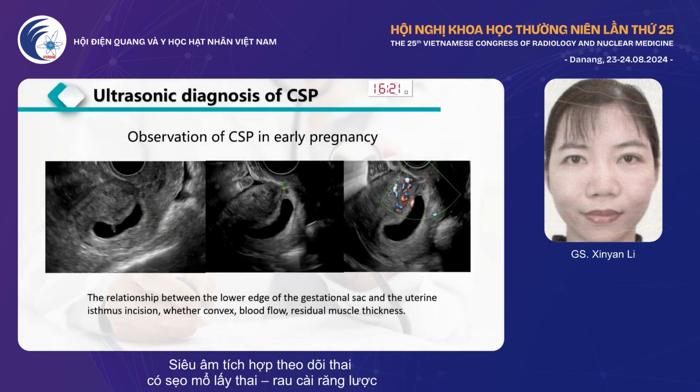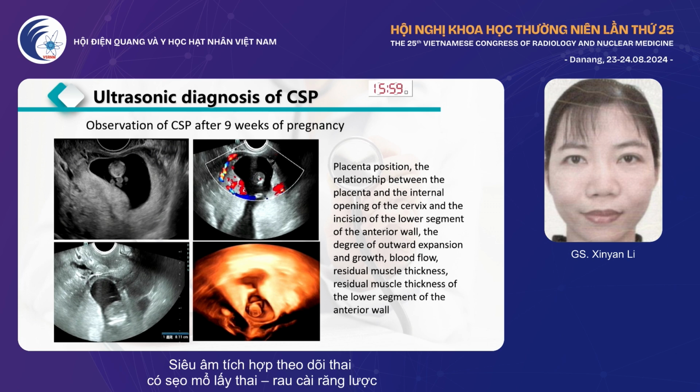The observation content of CSP in early pregnancy: the relationship between the lower edge of the GS and the uterine isthmus incision, whether convex, the blood flow, and radial myometrium thickness. The observation content of CSP after 9 weeks of pregnancy: the placenta position, the relationship between the placenta and the cervix and the incision, the degree of outward expansion and growth, blood flow, and radial myometrium thickness.